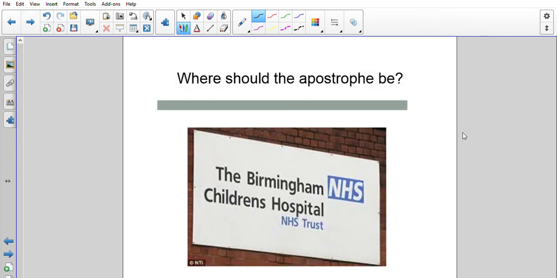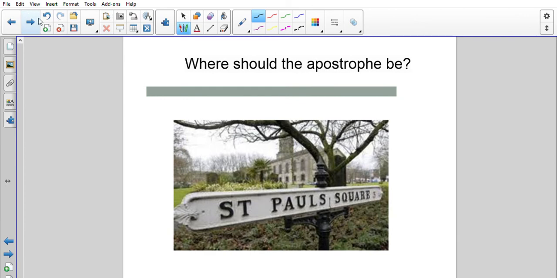Okay, the Birmingham Children's Hospital have missed an apostrophe off. Where should it be? It should be here to show that the hospital is the children's. And here, St Paul's Square. That square belongs to St Paul, so they missed an apostrophe there as well.